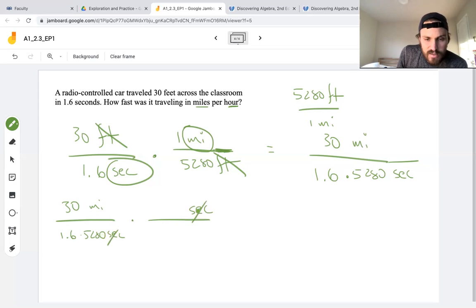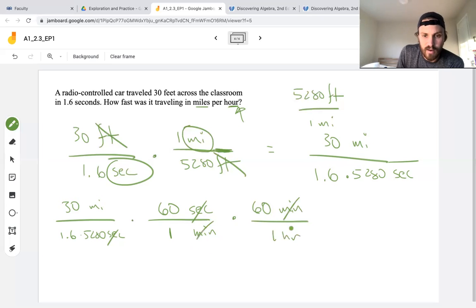I don't know how many seconds are in an hour, but I do know how many seconds are in a minute, and there are 60 of them. So this fraction is now equal to 1. And now instead of miles per second, I have miles per minute, but I didn't want miles per minute. I wanted miles per hour. So I know that there are 60 minutes in 1 hour. Then my minutes will divide and I'm left with miles per hour.